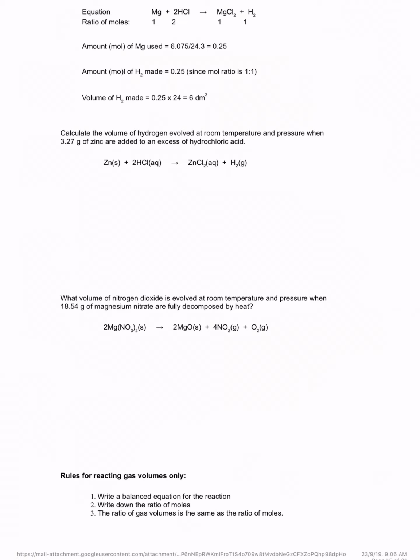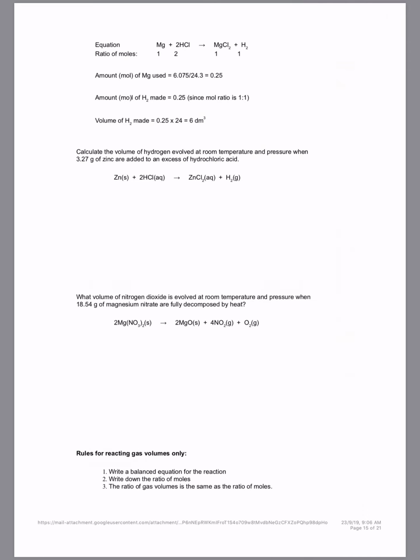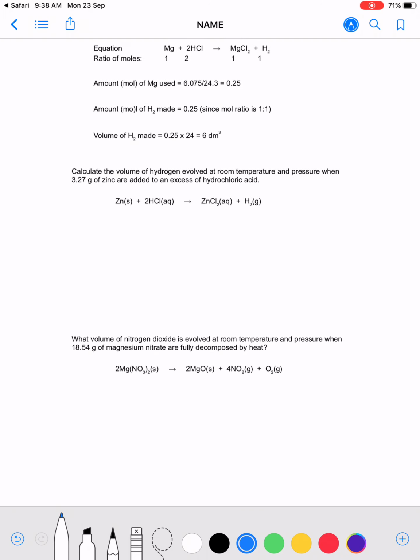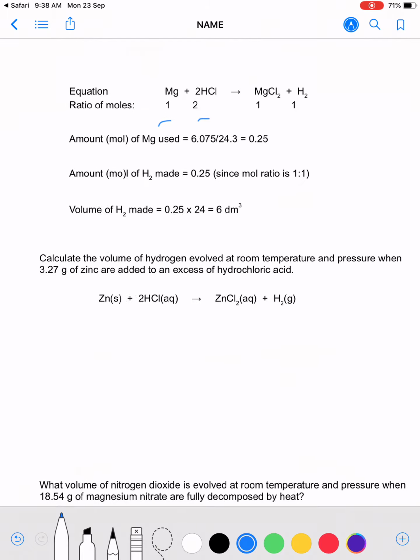These ones are when the reacting ratio is not 1 to 1. We've got time to do a couple more, so let's just see how we go. We may well just get 2 more done. So we now have a 1 to 2 reacting ratio, magnesium with hydrochloric acid. So there's 1 magnesium and there are 2 HCl's. The amount of magnesium used was 6.075 grams. That was in the question.